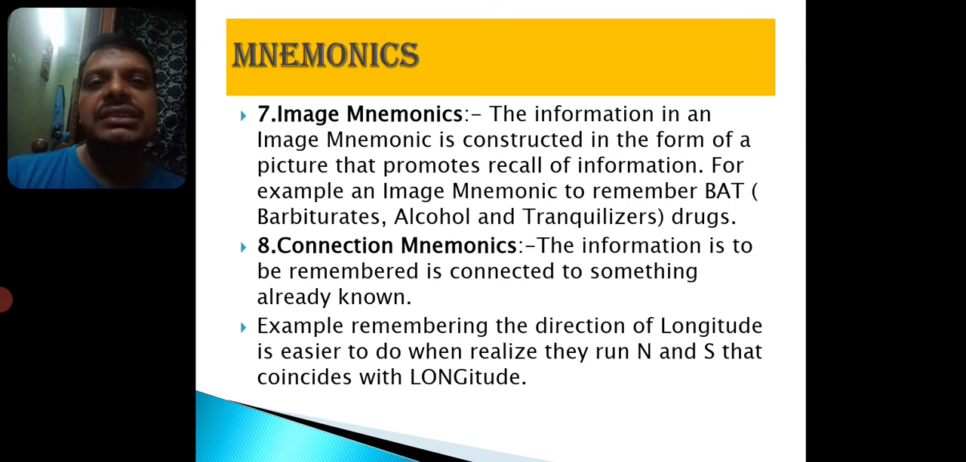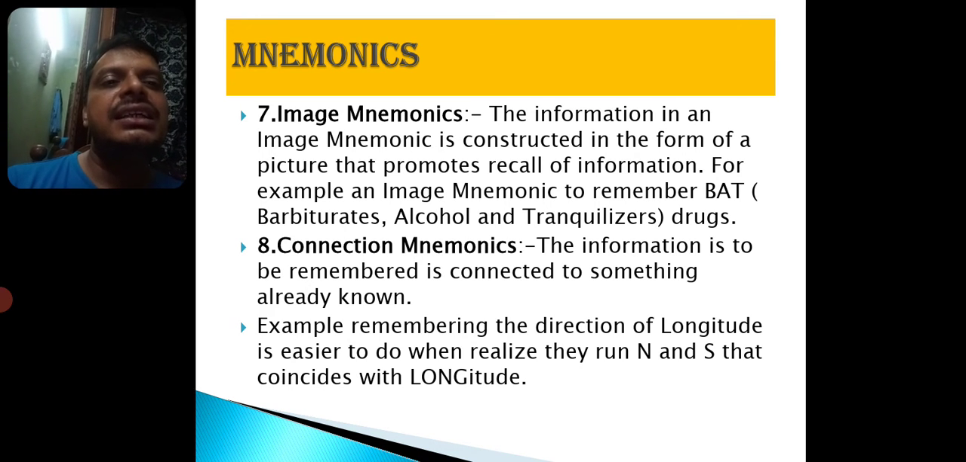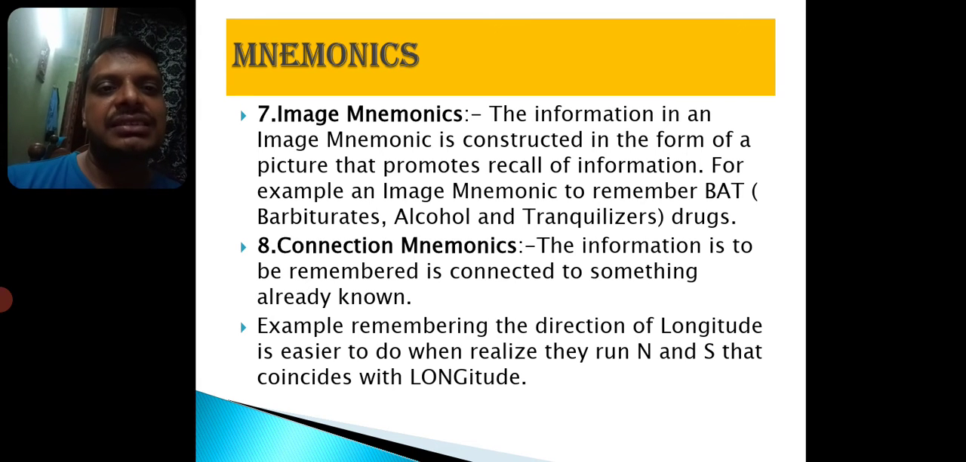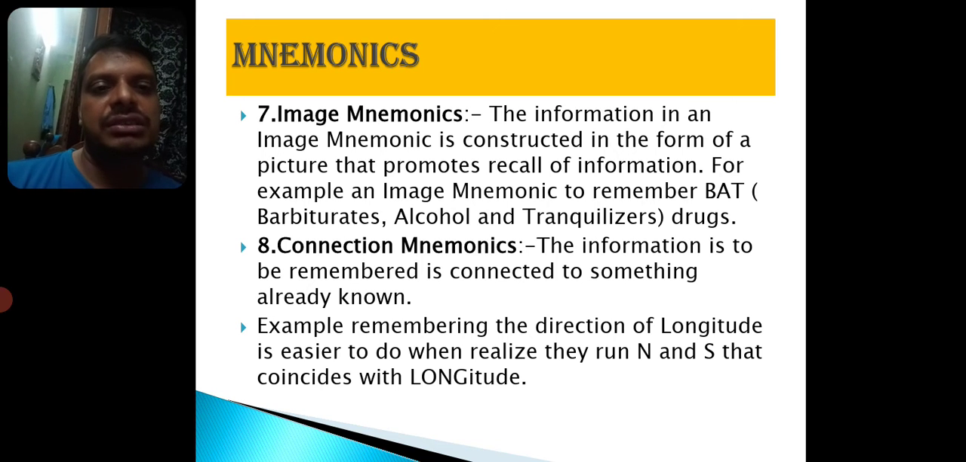And the seventh one is related to image mnemonic. The information in an image mnemonic is constructed in the form of a picture, so that it promotes recall of information. For example, if you take BAT, when you show the picture of a bat, the mnemonic is to remember BAT, where 3 letters are included for the names of drugs: barbiturates, alcohol, tranquilizer. So these can be remembered with this word or the picture.